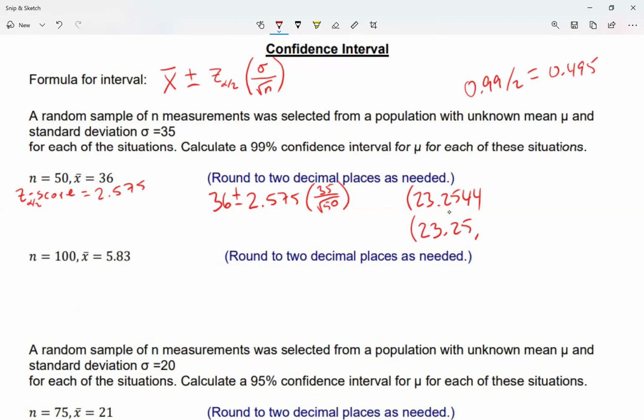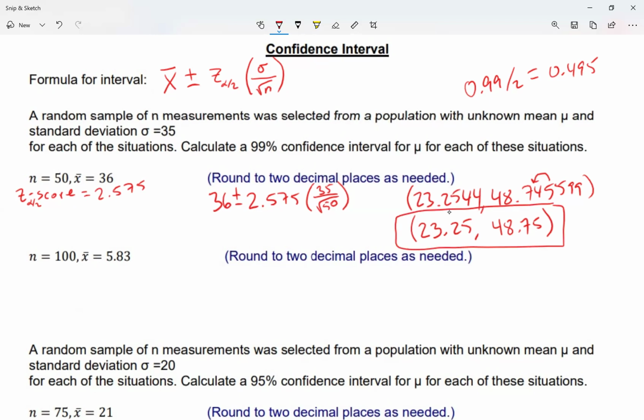Okay, now use the plus to find the big value. So I'm going to go 36 plus 2.575 times 35 divided by the square root of 50. According to my calculator, I get 48.745599. Okay, but remember, my answer I have to round to 2 decimal places. So I'm going to call this 48.75. My third decimal number was big enough, so push my 4 up.